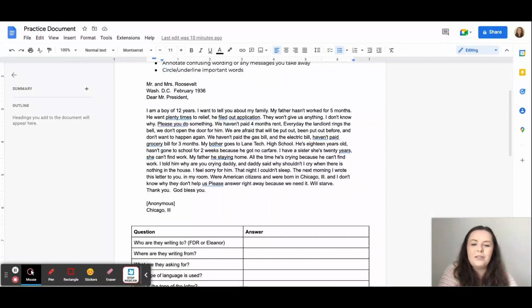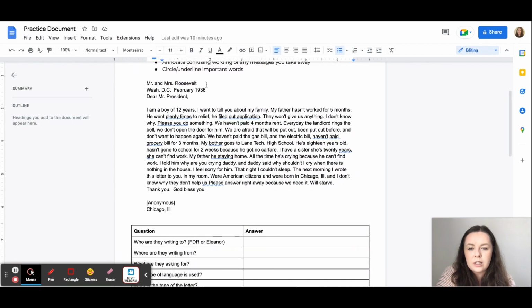If you haven't ever received an old school letter, we'll see our first question here is, who are they writing to? You'll see in the upper left-hand corner, it says Mr. and Mrs. Roosevelt, Washington, D.C., it gives the date, and Dear Mr. President. This one is a little bit conflicting because it says Mr. and Mrs. Roosevelt and then Dear Mr. President. But since it says Dear Mr. President, I'm going to say specifically they're probably writing to FDR.